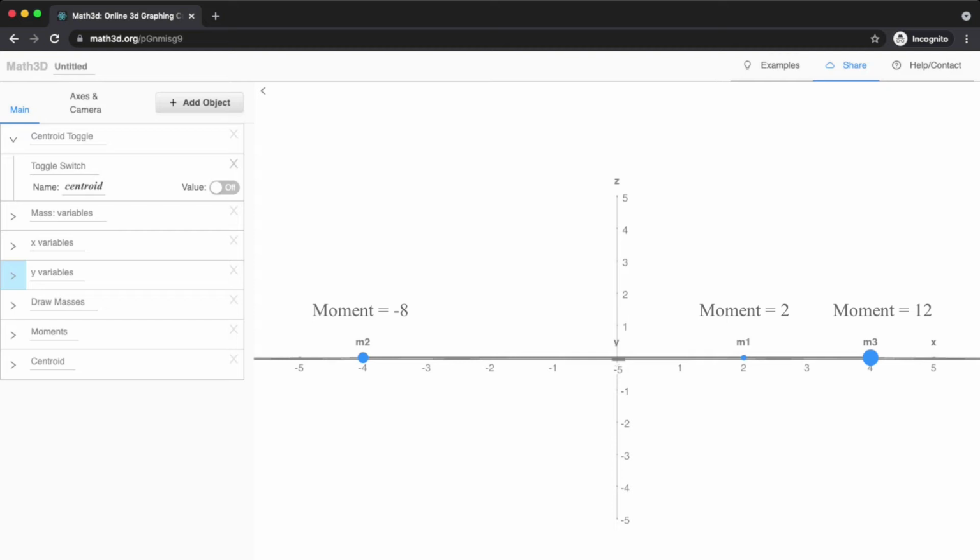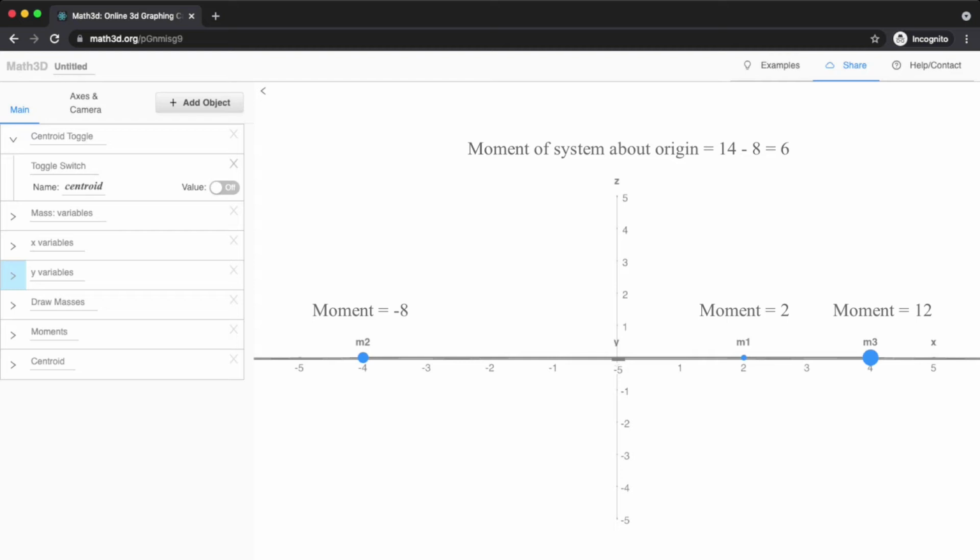And so what we do is we add up all of the first moments, and that gives us the measure of the tendency of the whole system to rotate. 6 is the sum of the 3 moments, so the tendency the whole system has to rotate about the origin is 6. What does that mean?